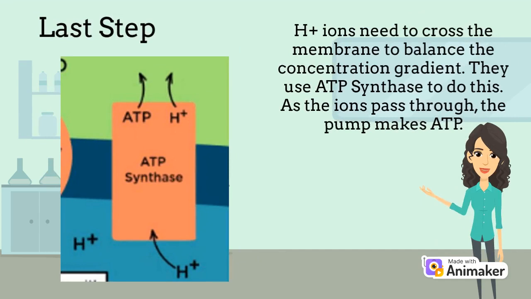Hydrogen ions need to cross the membrane to balance the concentration gradient. They use ATP synthase to do this. As the ions pass through, the pump makes ATP.